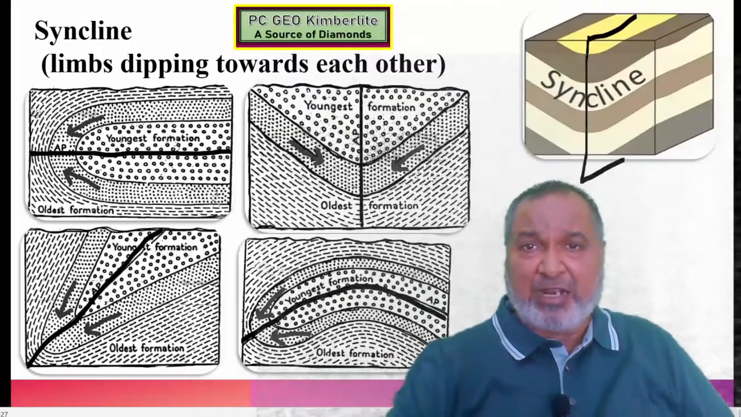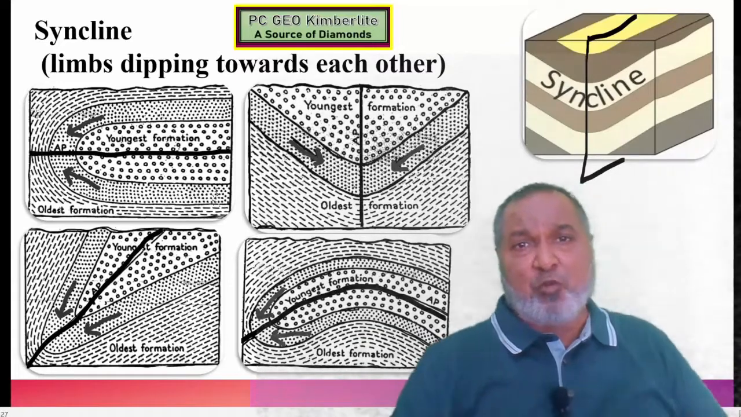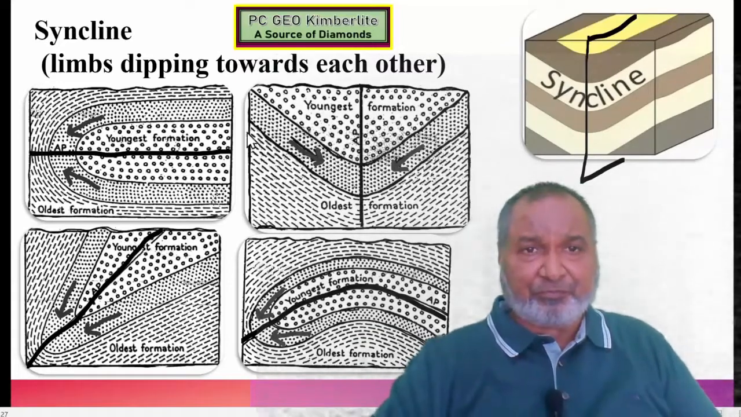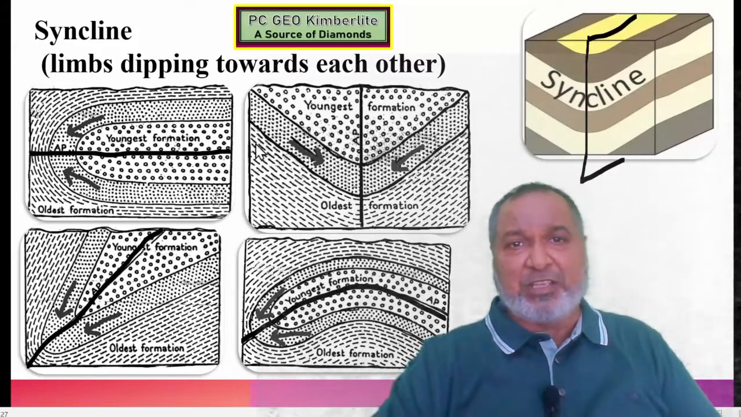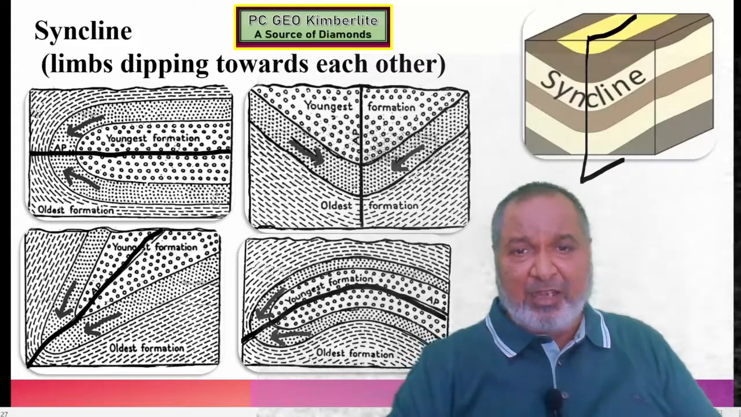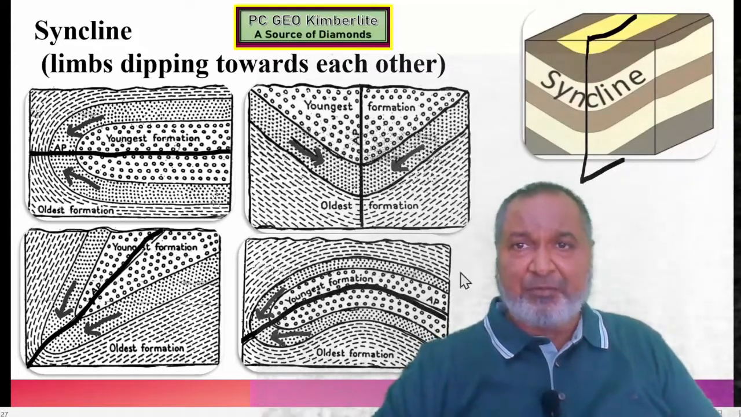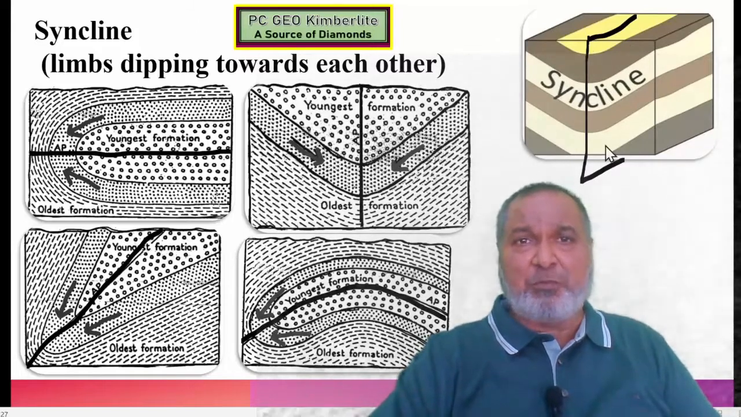So you can see now the diagrams. That is the syncline, limbs dipping towards each other. Yes, you can see now limbs are dipping towards each other. This is the horizontal one. This is the vertical one. This is the inclined, and this is the curvilinear. And this is a block diagram. It is the planar one. Yes, inclined. Limbs are dipping towards each other, and this is the axial plane.